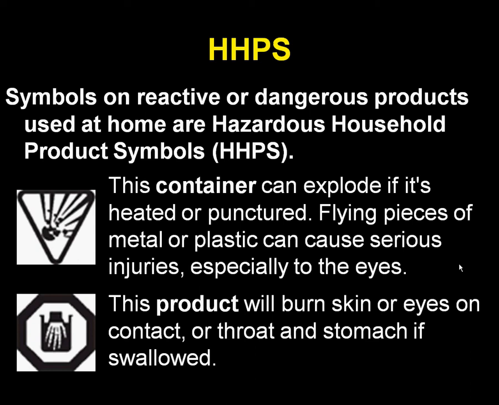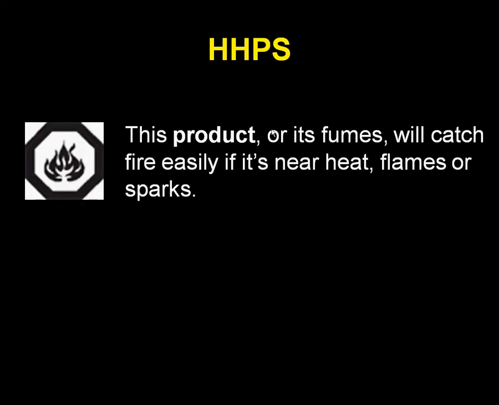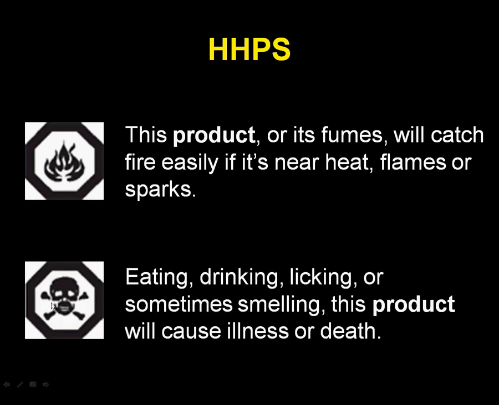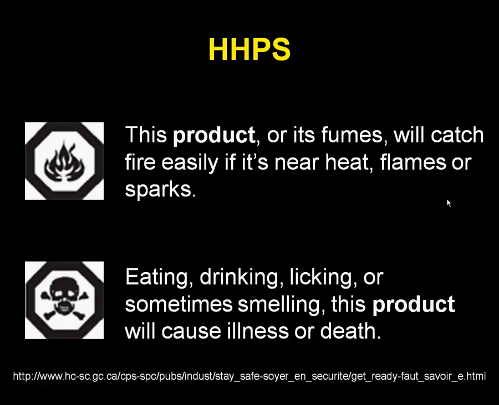We have a corrosive material will burn skin or eyes on contact, throat or stomach if swallowed. So we have this hand that was put into it that has become a skeleton hand, and it's got kind of a stop sign around it. This product or its fumes will catch fire easily if it's near heat, flames, or sparks. So again, a fire meaning flammable, and the skull and crossbones for saying that eating, drinking, licking, or sometimes even smelling this product will cause illness or death. And there's the link to the website, the Canadian website that I got those symbols and information from. And that's the end of our first PowerPoint.